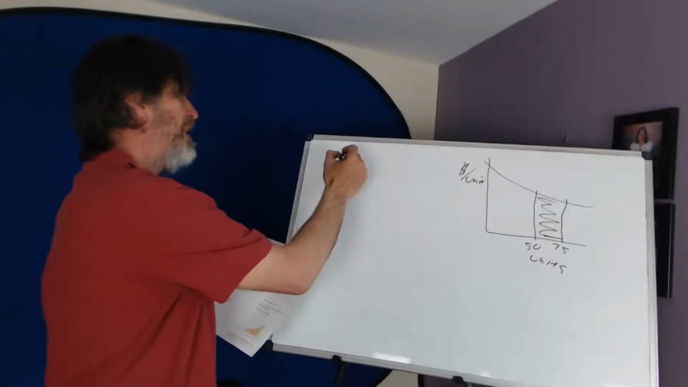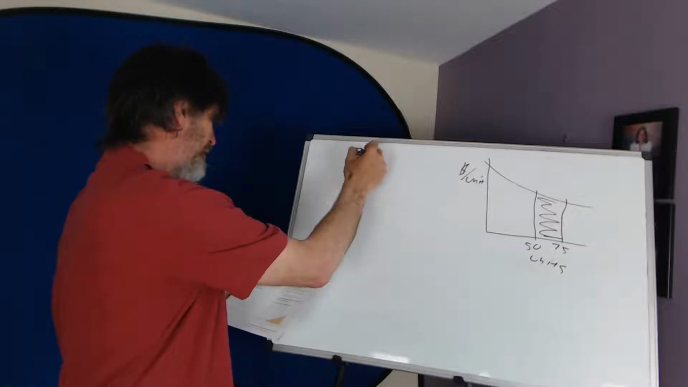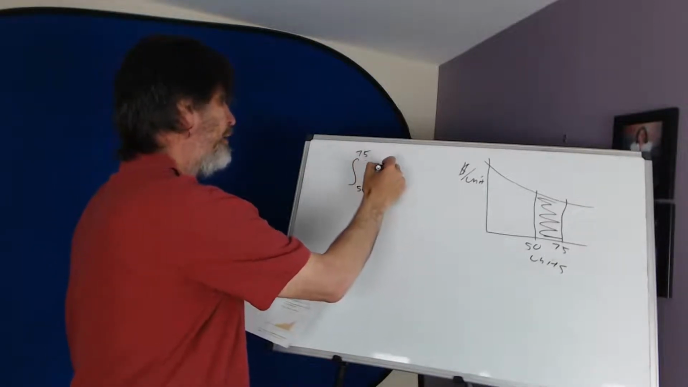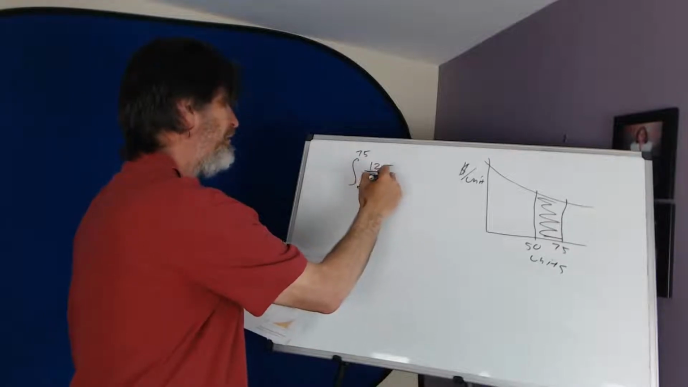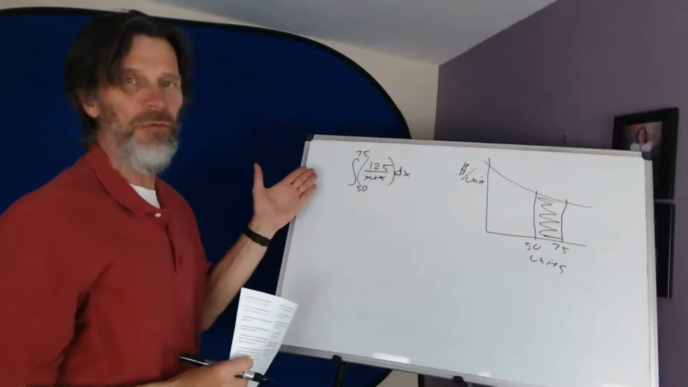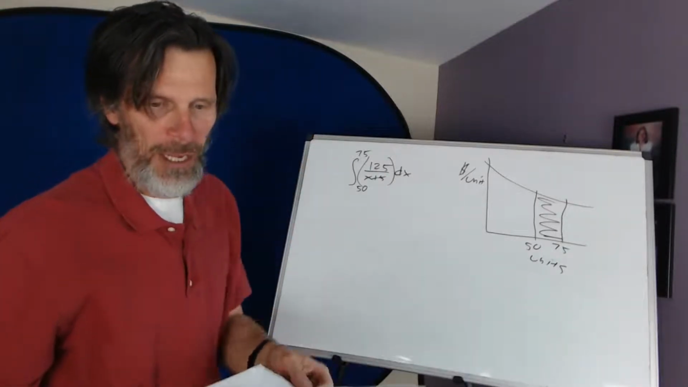So let's see if we can find the area under the curve. It goes from 50 to 75 of the marginal cost function, 125 over x plus 5 dx. And again, I got caught up here with one of these that would technically require the chain rule.